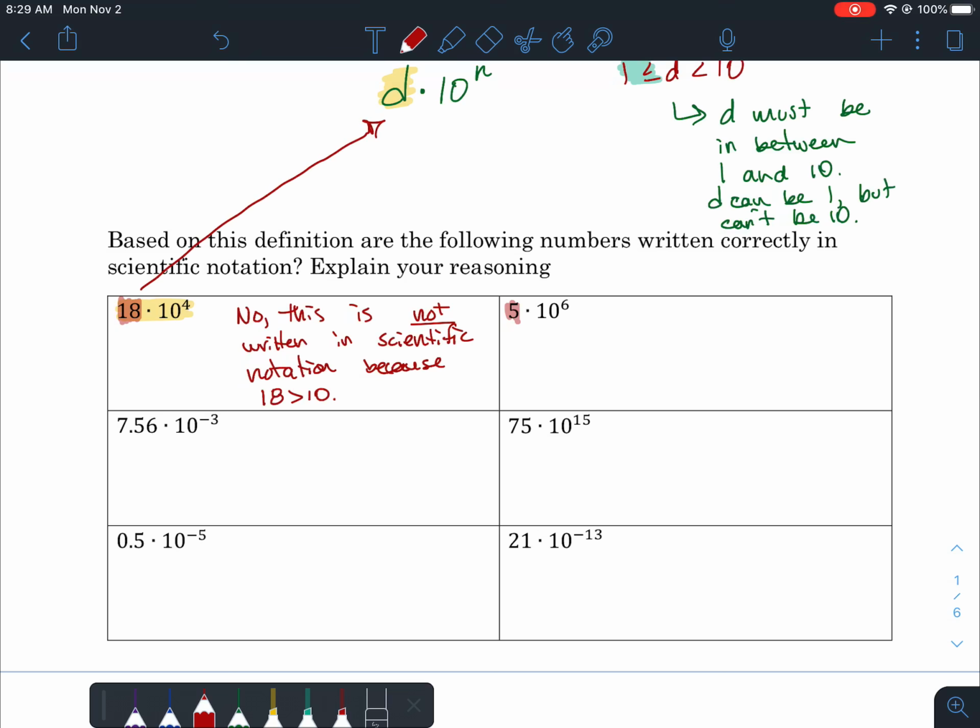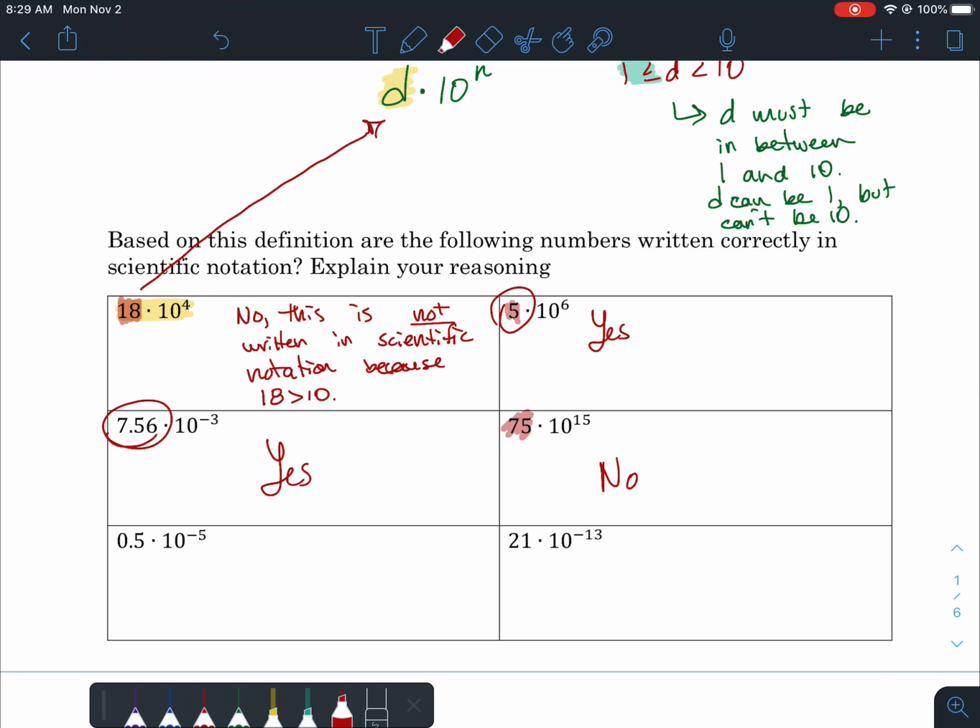Okay, so that first one is yes, and that's because 5 is in between 1 and 10. The second one, yes. 7.56 is between 1 and 10, right? Think of it as money. $7.56 is in between $1 and $10. Next, we look at that 75. That is no, because 75 is greater than 10.